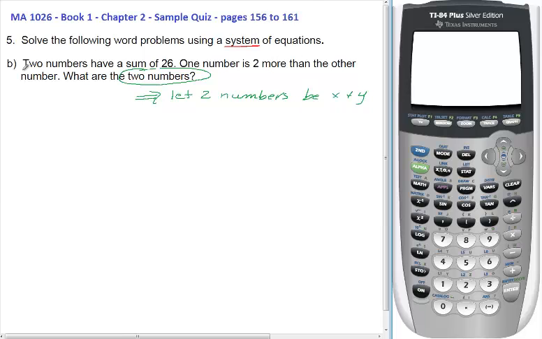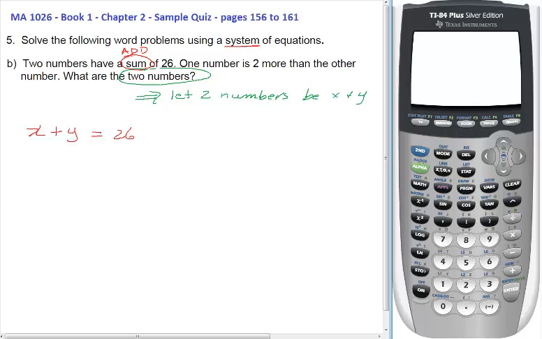We read the first sentence again. Two numbers have a sum of 26. So if our two numbers are x and y, we know that the word sum means to add. So add up the two numbers, and what are you going to get? 26. So there's one equation.